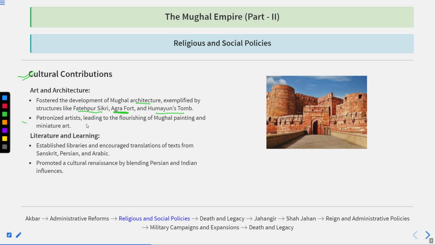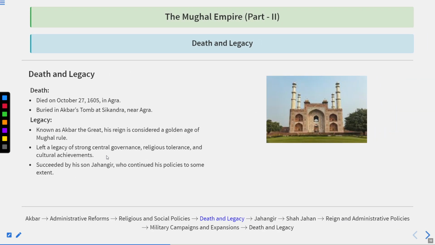He patronized artists, leading to the flourish of Mughal painting and miniature arts. Some literature and learning: he established libraries, and he also encouraged translation of texts from Sanskrit, Persian, and Arabic. He promoted a cultural renaissance by blending Persian and Indian influence. Clear? Okay.